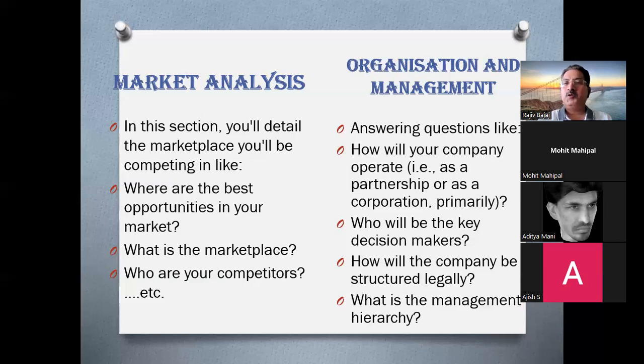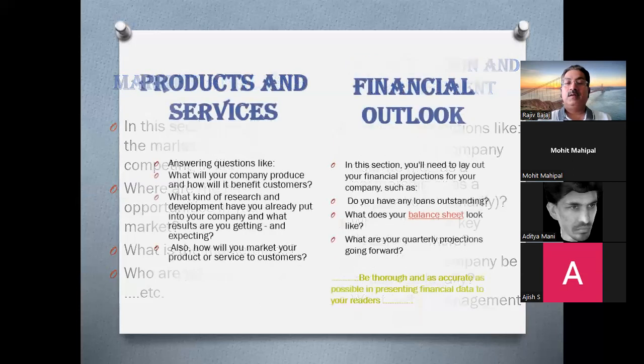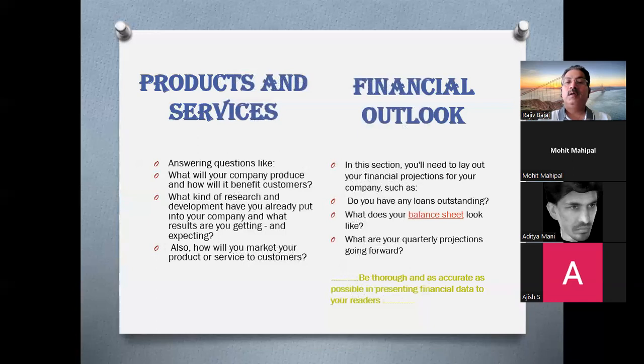Then organization and management, answering questions like how your company will operate, what will be the structure of your company: partnership firm, private limited company, LLP, whatever. Who will be the key decision makers for you? How will the company be structured legally? What is the management hierarchy of the company? All that has to be part of the plan, so that anybody who is dealing with you is very clear with whom they are dealing, and what exactly they are offering to you.